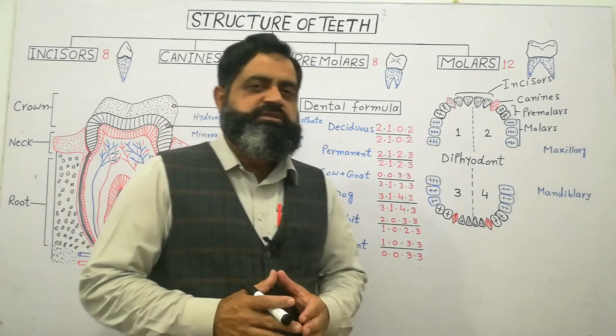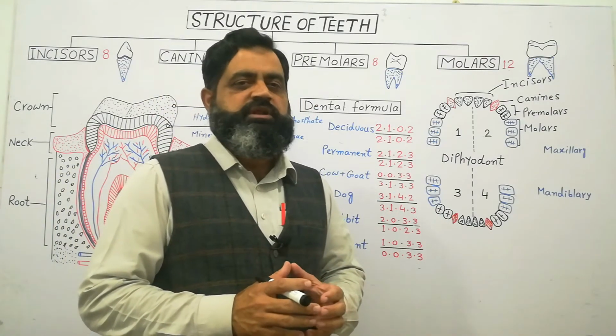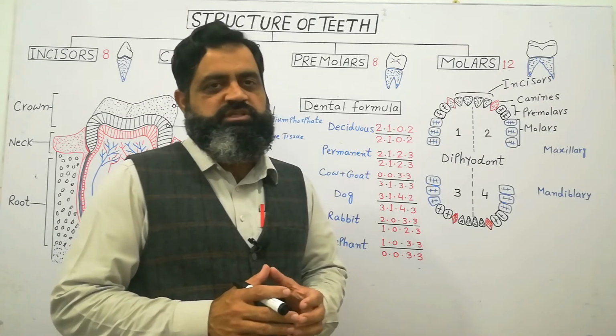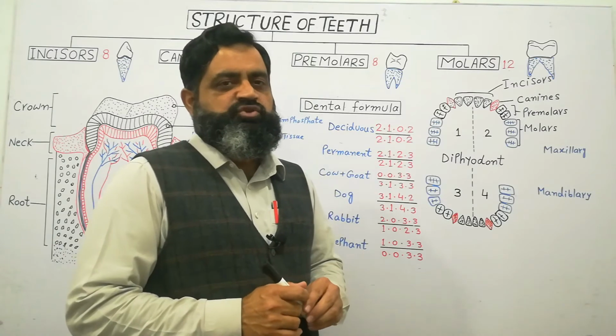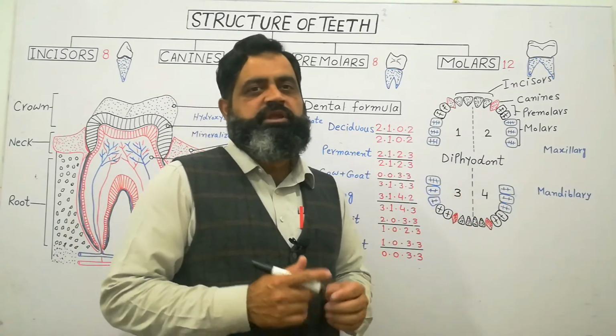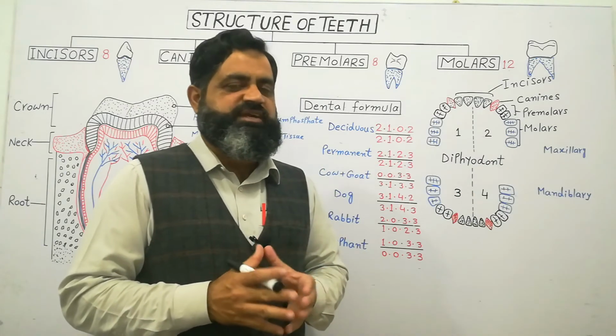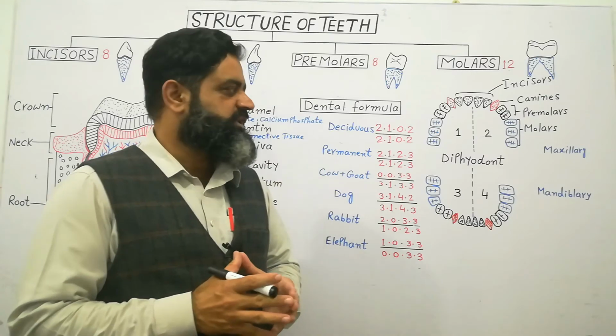The human body has 2 sets of teeth. One set is known as milk teeth, which are deciduous teeth, and the second set is permanent teeth. That is why humans are known as diphyodont. Diphyodont means the human body has 2 sets of teeth during their life cycle, their life age.